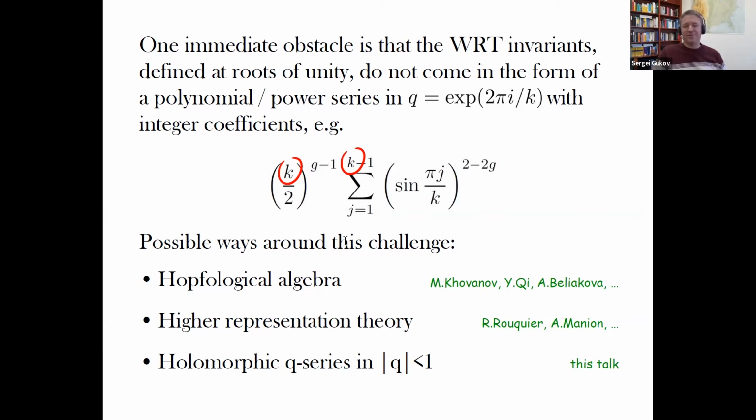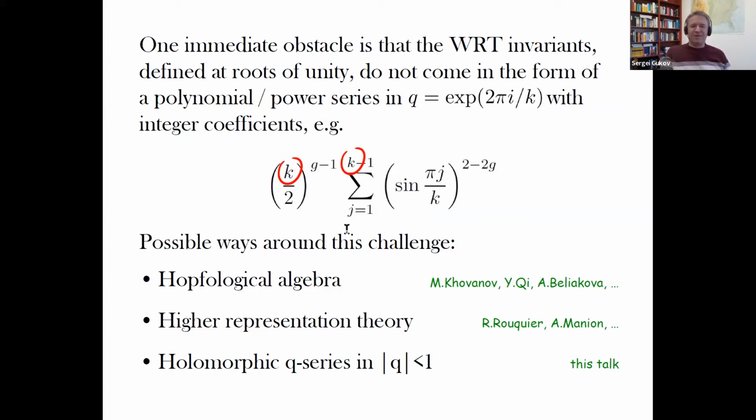For example, here I give a very explicit form of the WRT invariant for a family of three-manifolds. You can probably guess what it is, and I'll come back to this formula later in the talk. And you see that here k appears in a few places. So it appears under the sine, which is not so bad. You can write it in terms of q, that's okay, albeit with fractional powers of q. But what's a little worse is that k appears as an overall power here, or the upper limit of the sum. And this, of course, if you try to write in terms of q, you'll get log of q appearing in random places where you don't want to see it. So that's basically the challenge.